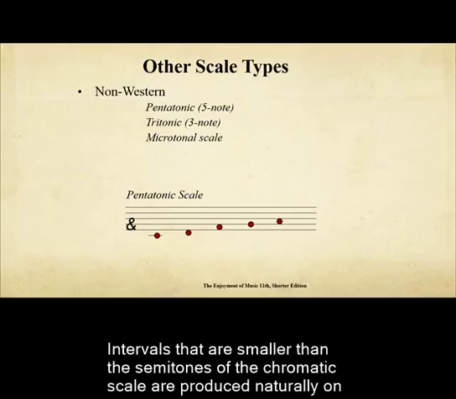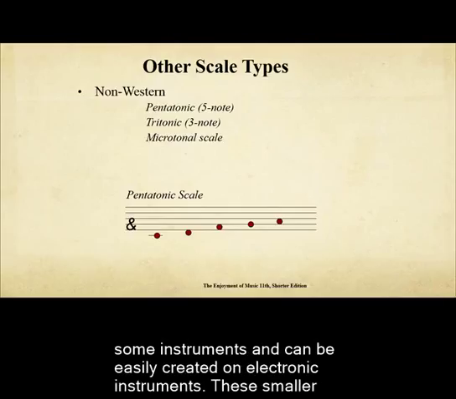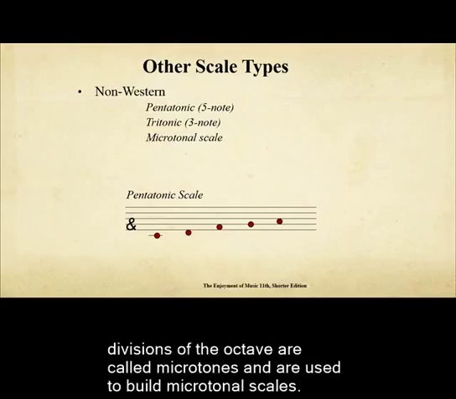Intervals that are smaller than the semitones of the chromatic scale are produced naturally on some instruments and can be easily created on electronic instruments. These smaller divisions of the octave are called microtones and are used to build microtonal scales.